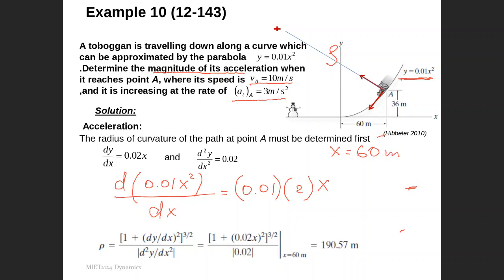The second x derivative will obviously be the derivative of this result, and we will simply get the constant 0.02. So that's our second x derivative. Now we substitute those results in our equation for radius. So here we have x equal to 60 meters, and we calculate, and we get that radius is 190.57 meters.